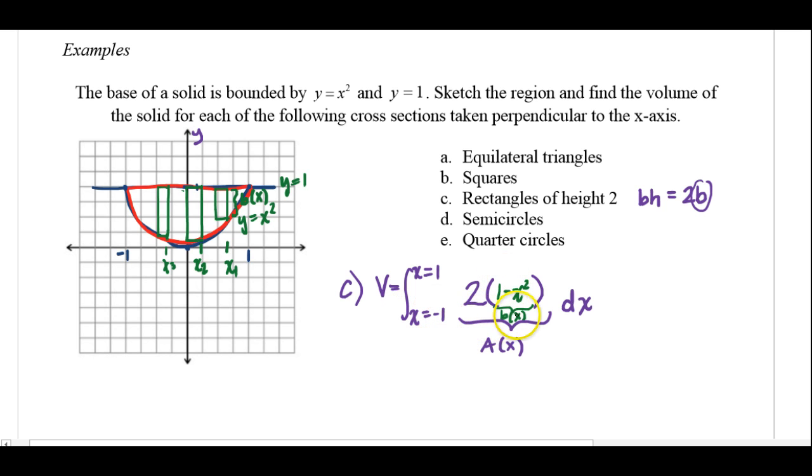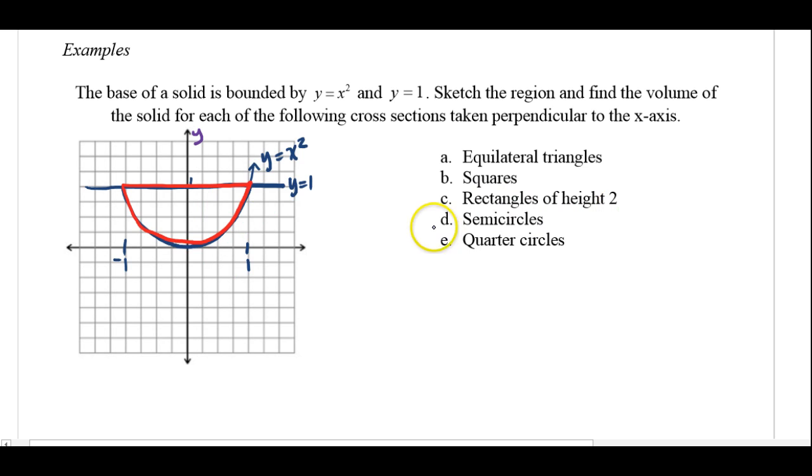So here is the answer to part C. This is the setup needed to find the volume of the solid with this base and cross sections that are rectangles of height 2. Alright, moving on to part D, and we'll also look together at part E. And I'm sure you're thinking at this point, if you've kind of got it down, oh, okay, I get it now. But semicircles and quarter circles work a little bit different than the other shapes. And we'll draw the picture and take a look at why.